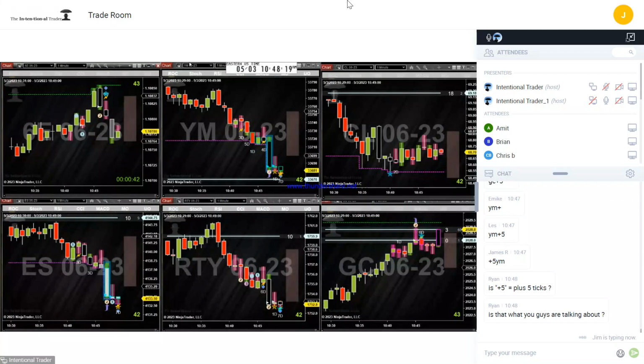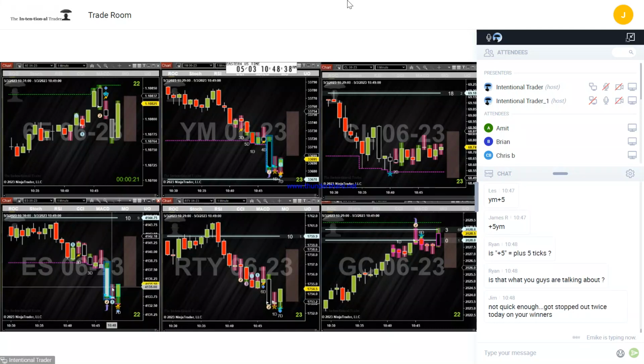Yes, plus 5 is plus 5 ticks. Correct. That's our target, and that's my target. A lot of our traders have adopted that because they have also found that that's kind of the sweet spot here. So, for example, here's the trade, right? Trade went up. We all hit our target and came back. That's the sweet spot.